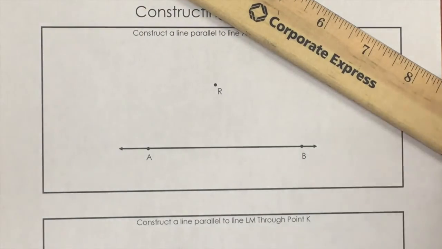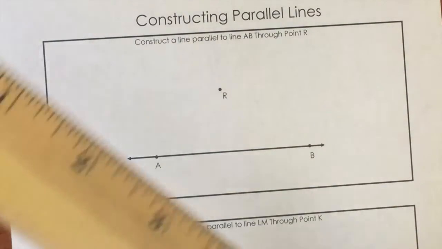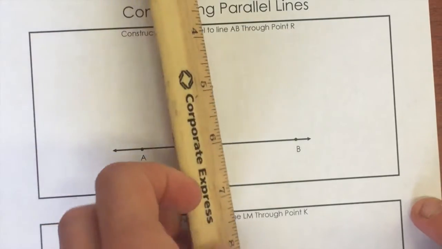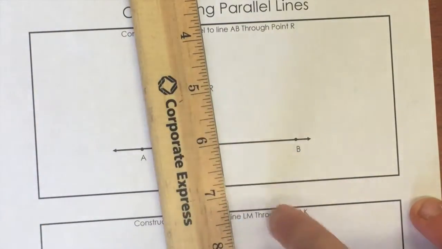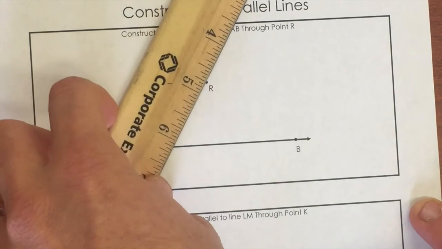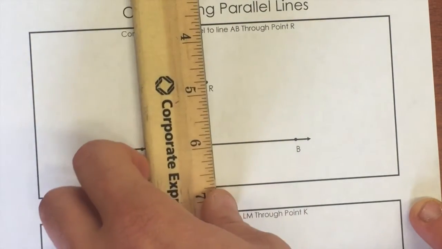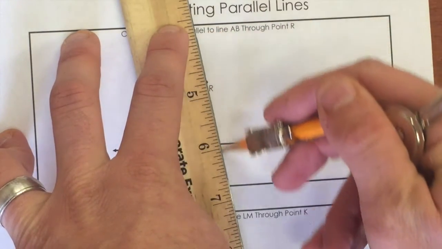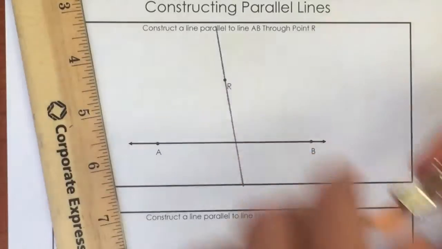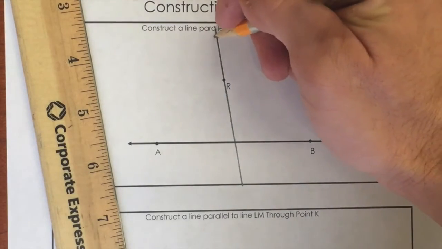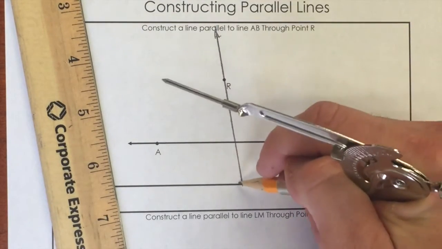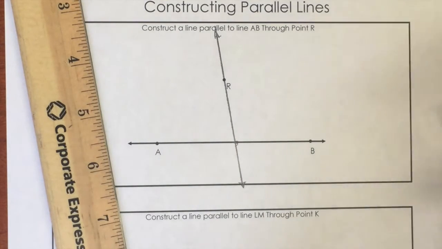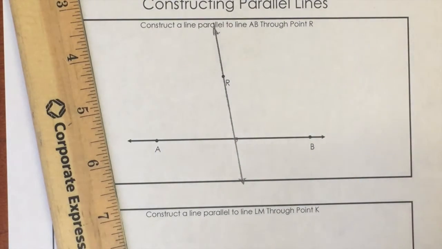So what you're going to do, step one, follow me carefully. You're going to take your ruler and you're going to draw a line that goes through R and intersects with AB. Does it matter how you draw it? No, it actually doesn't. Just draw it anywhere through. I'm gonna draw it right here. Now this is gonna end up being our transversal line. And it intersects right here. So I just drew a line that went through R. That's step one.